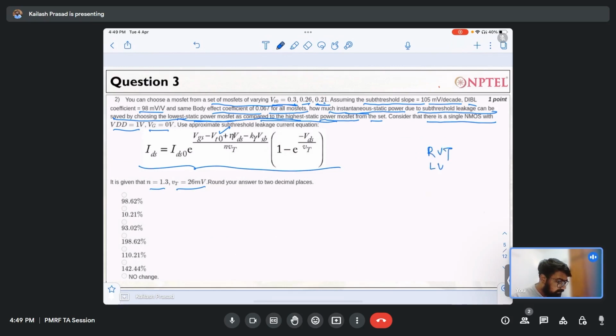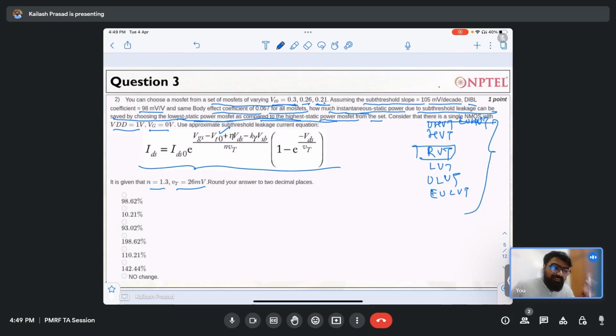I want to discuss that there are multiple VT transistors available: RVT, LVT, and then ultra LVT, extreme ultra LVT, similarly ultra HVT, and extreme ultra HVT. The foundry, whichever foundry you are working with, provides these many flavors of transistors. As a designer, it is your choice which transistor to use, but you have to understand the properties of each of them.